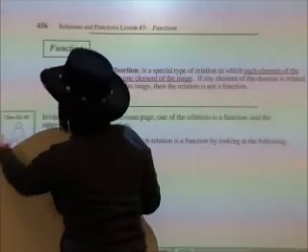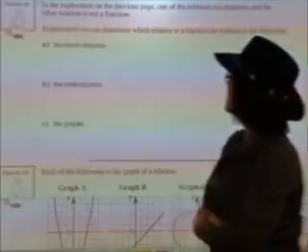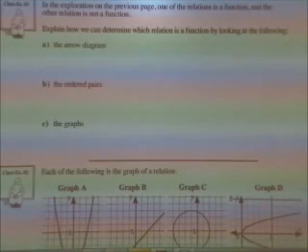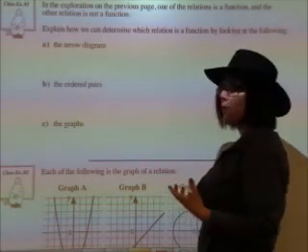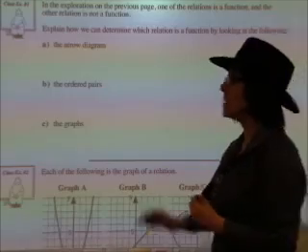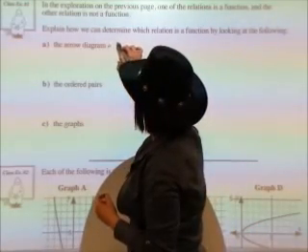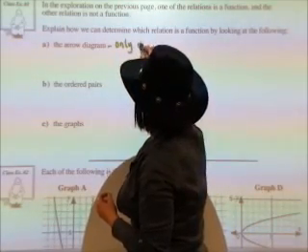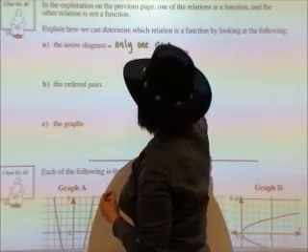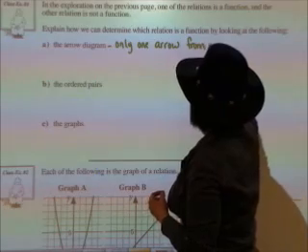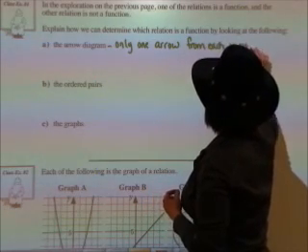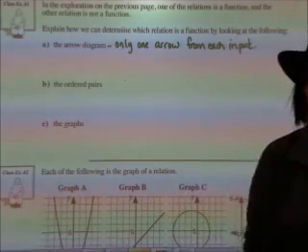So let's find a way to put that in words. Explain how we can determine which relation is a function by looking at the following. So if I look at an arrow diagram, how do I know that I have a function? Because there is only one arrow from each input. Does that make sense?